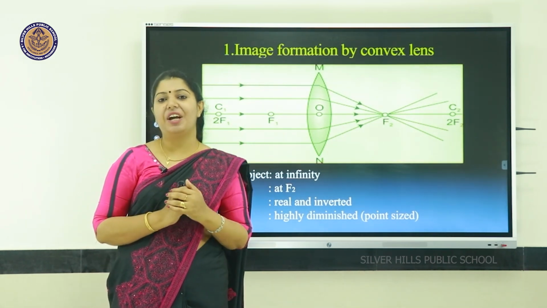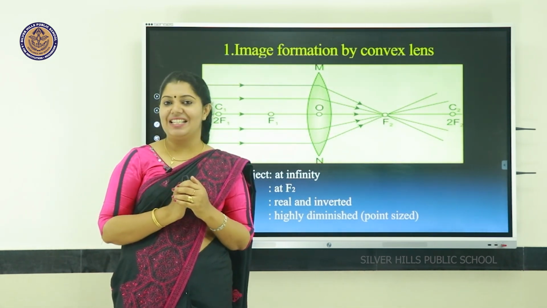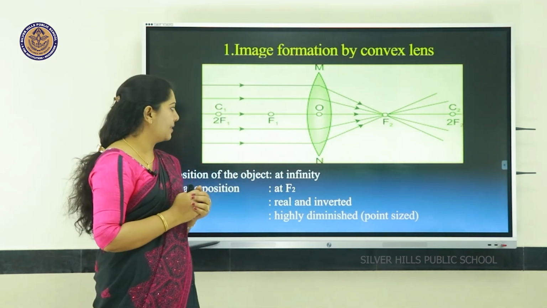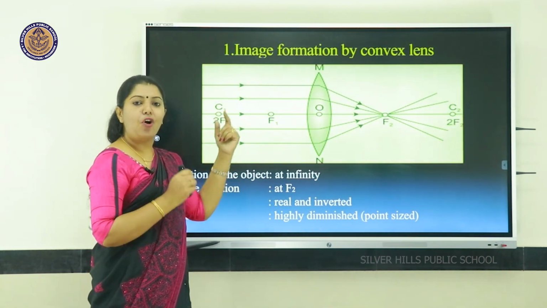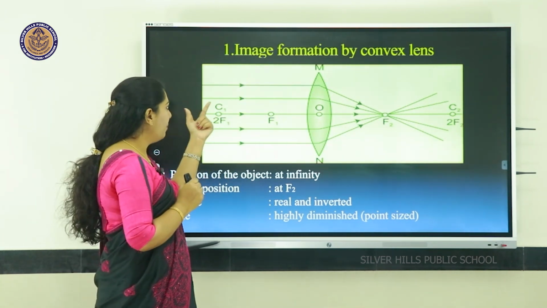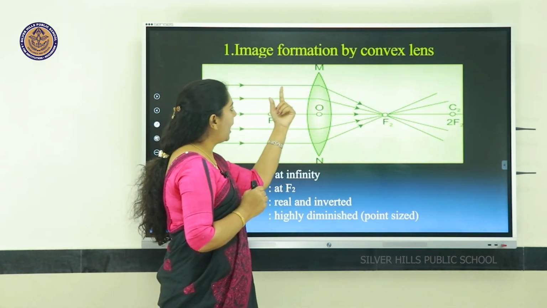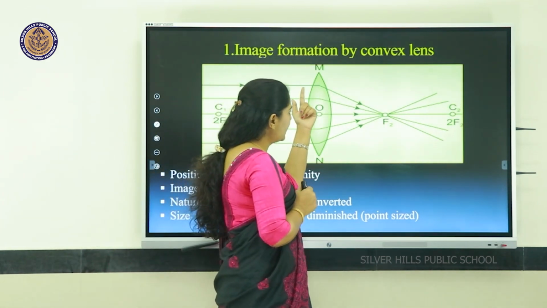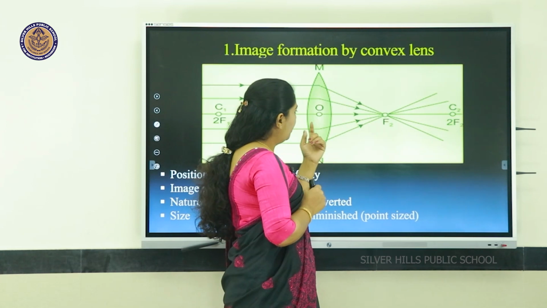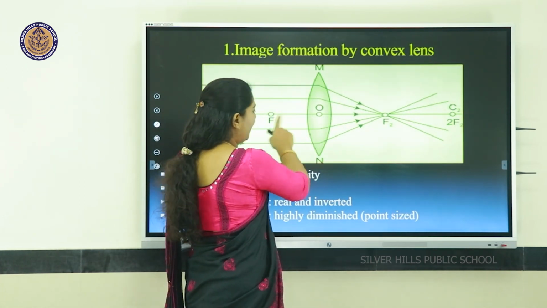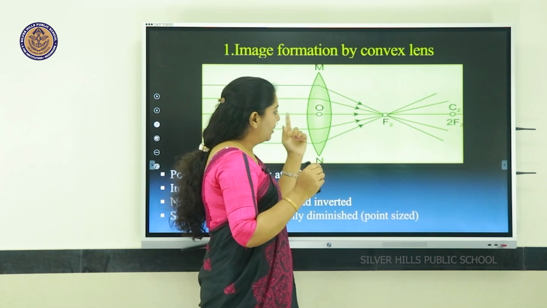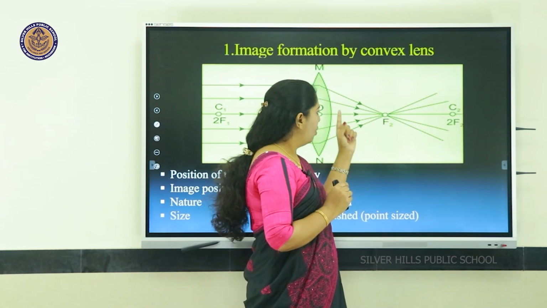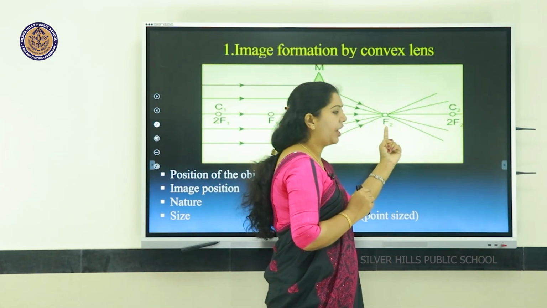Now, we are going to study the ray diagrams of lenses. First one, convex lens, image formation by convex lens. Consider the position of the object is at infinity. From infinity, some parallel rays are incident on this convex lens. All these light rays are refracted. You can see that all these are parallel rays. So, parallel rays refract through point F2, the focus point F2. All the refracted rays meet at the point F2.